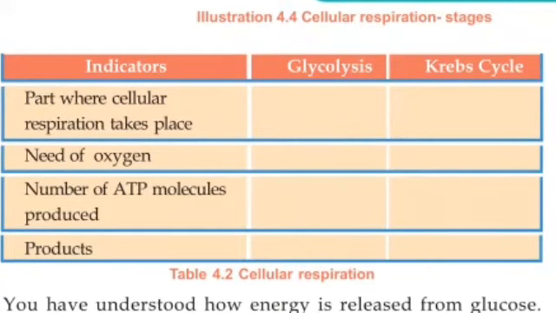Here, this table is very important. What are the differences? What processes take place in glycolysis and the Krebs cycle? Where does cellular respiration take place in each? You can write whether oxygen is needed or not, the number of ATP molecules produced, and the end product of glycolysis and the Krebs cycle.